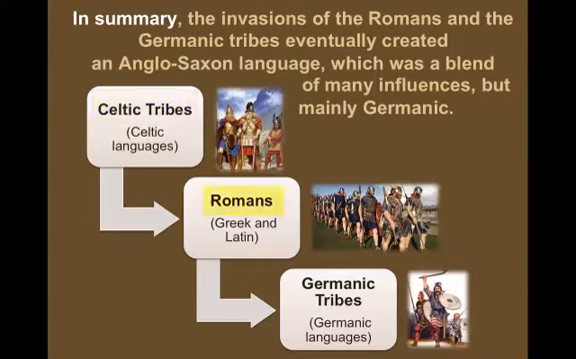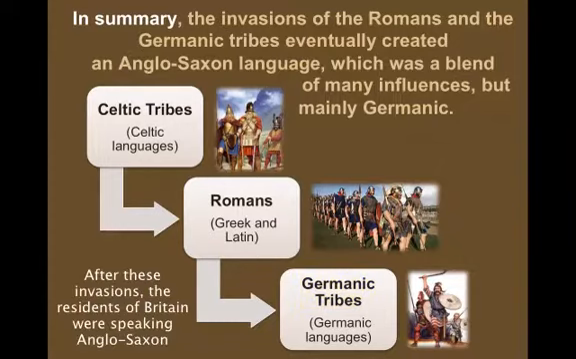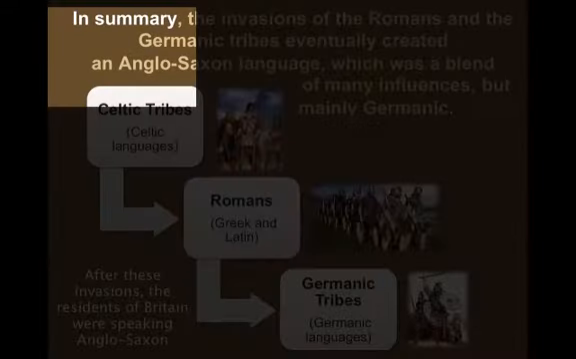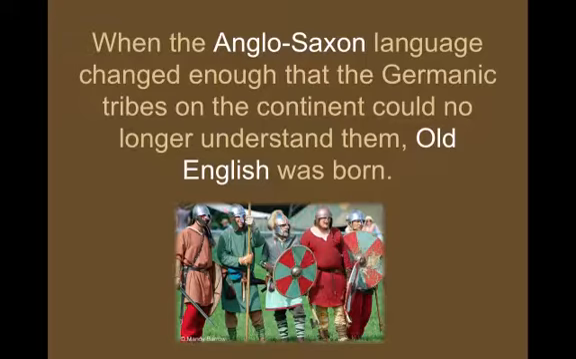So in order to communicate with the people they conquered, there was definitely some merging of dialects. And then we have Germanic tribes, again speaking a whole bunch of other languages, and they move in and settle and stay. So you have a lot of merging of languages, and again, this is over hundreds of years. So eventually, Anglo-Saxon changed so much that the Germanic tribes on the continent could no longer understand them, and that is when Old English was born.